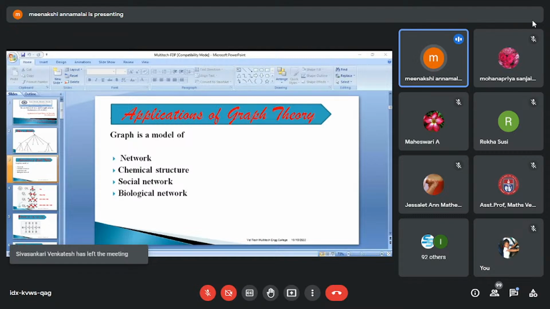Now we will see what the applications of graph theory are.